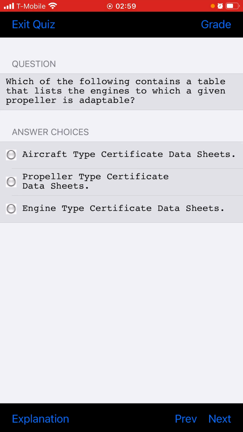The voltage output of the thermocouple system is determined by the temperature difference between two ends of the thermocouple. Which statement is true regarding the thermocouple type cylinder head temperature measuring system? The voltage output of the thermocouple system is determined by the temperature difference between the two ends of the thermocouple.